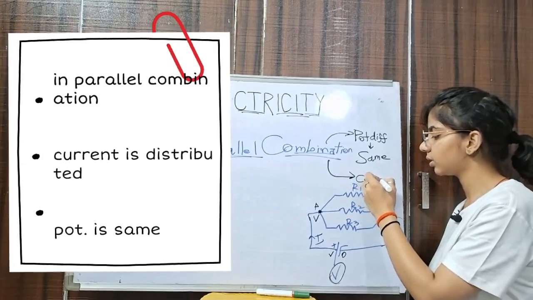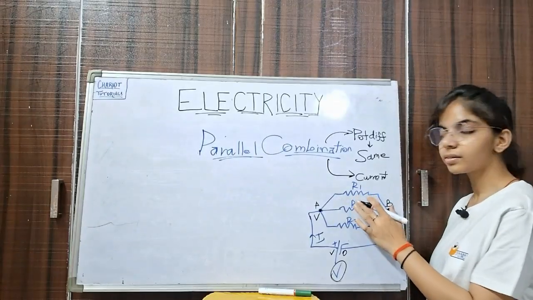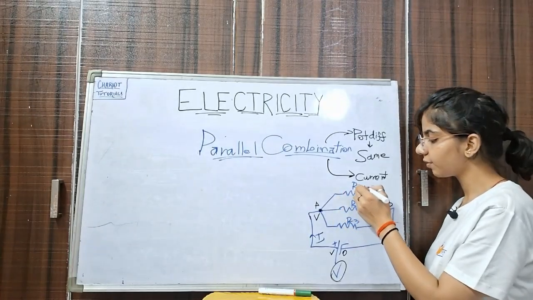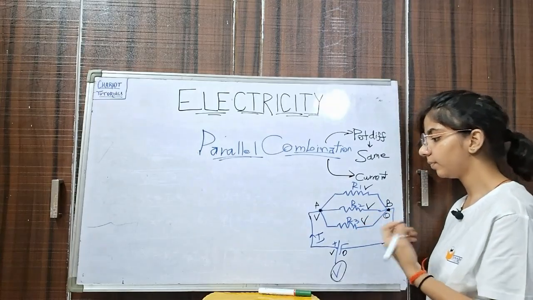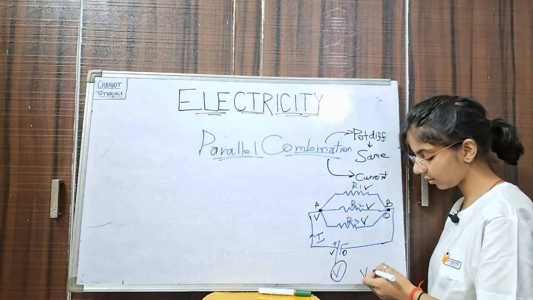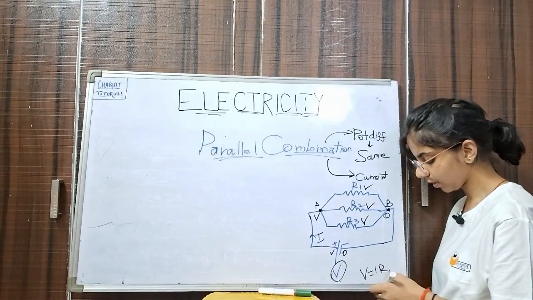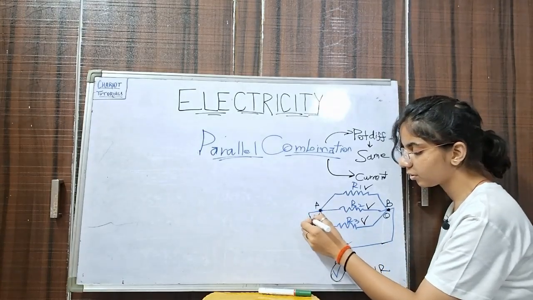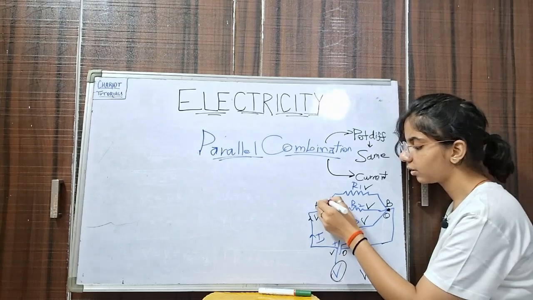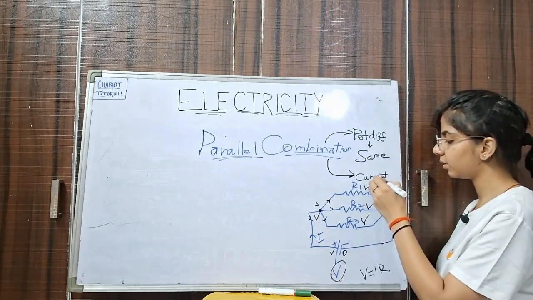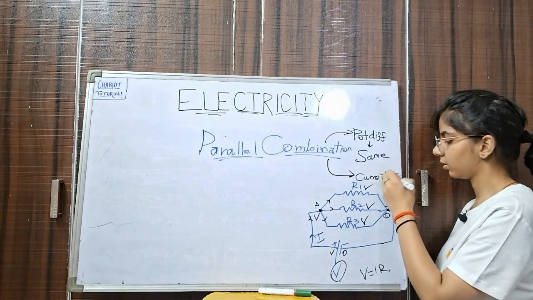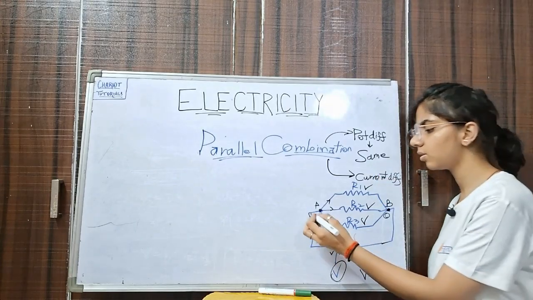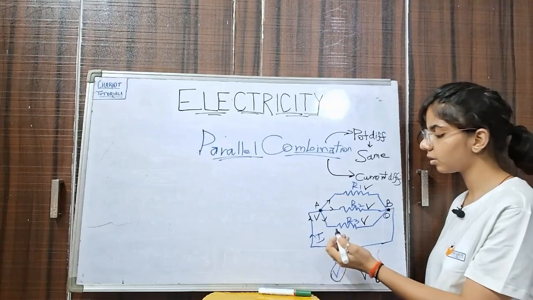Now again, this is to justify Ohm's law, you can say. Now what will happen? This is R1 having the potential of V volt. This is R2 having the potential of V volt. This is R3 having the potential of V volt. Now in order to justify Ohm's law, that is V is equal to I R, the current will be distributed over here. That is, in all these branches, the current is different. Right? The current is different because in all these branches, the current is going to be distributed.